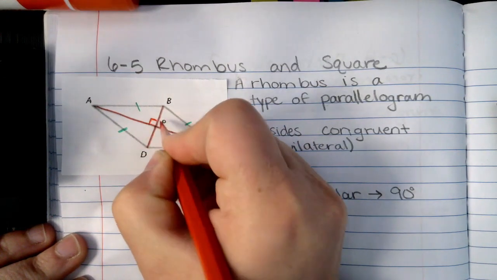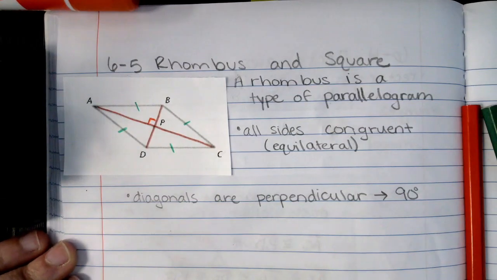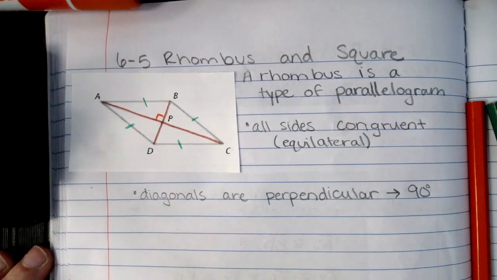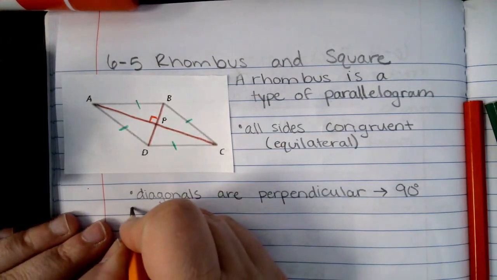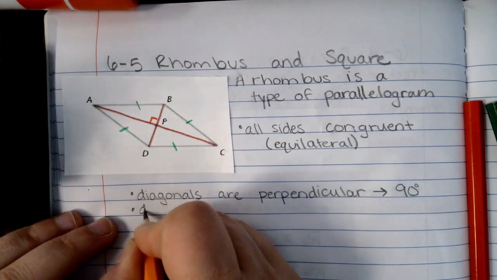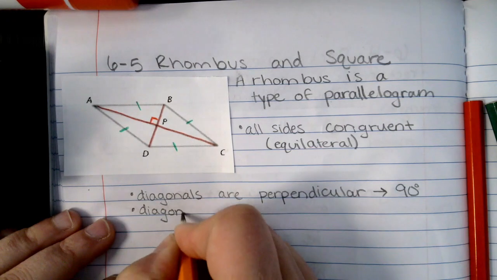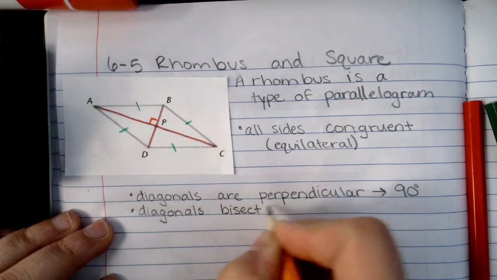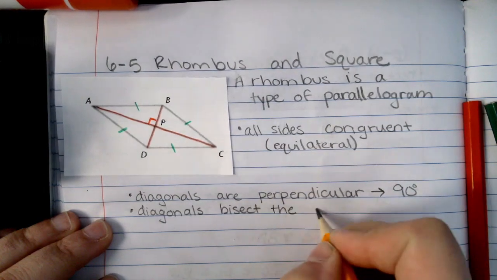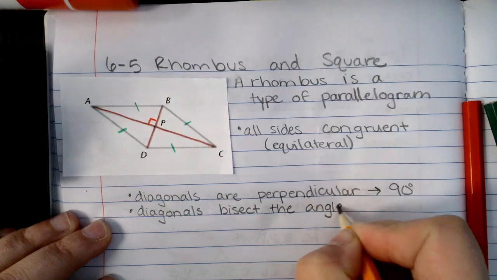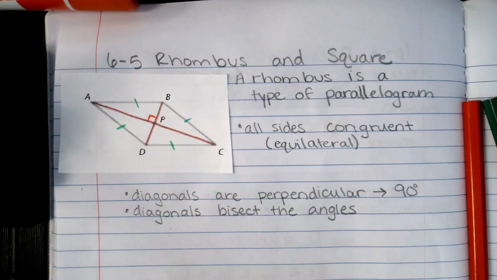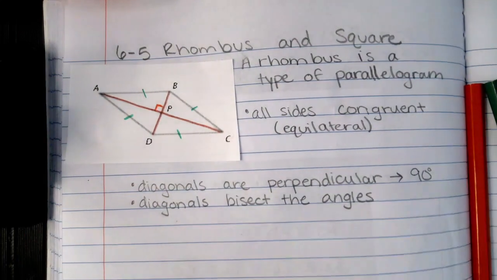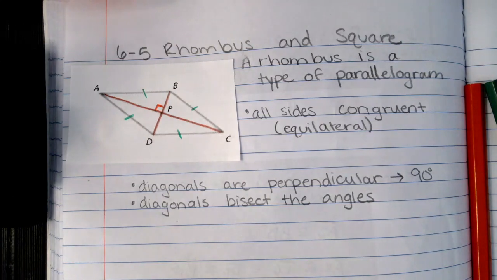Alright, something that's really important about a rhombus that is probably new for you today is that the diagonals bisect the angles. Diagonals bisect the angles. So we've talked about that word bisect a lot lately. Does anyone remember what bisect means? It goes through exactly in the middle. Yep, cuts it right down the middle in half.